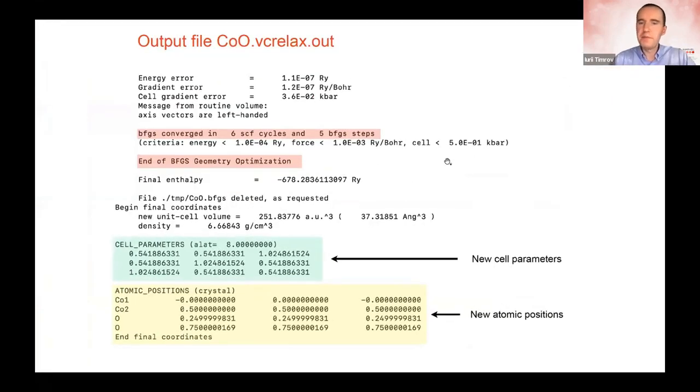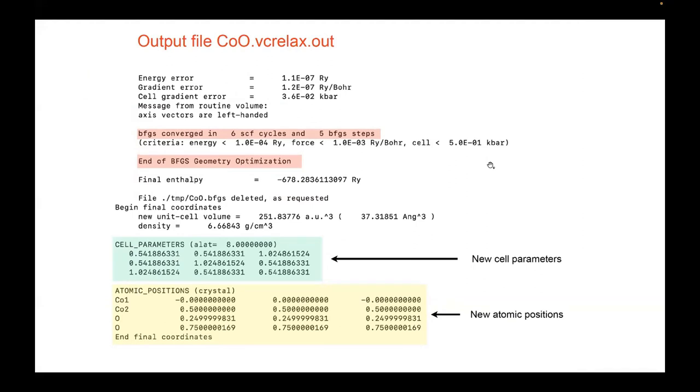Yes, please, Andrea. Yes, so the question regards 2D materials. Is it possible to truncate the Coulomb interaction in the z direction by using assume_isolated 2D in the self-consistent calculation previous to the HP calculation? Yes, this should be possible. I never tried myself, but I think it is compatible.